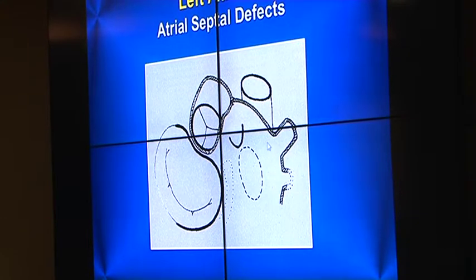Where are the septal defects? We know a lot of them.